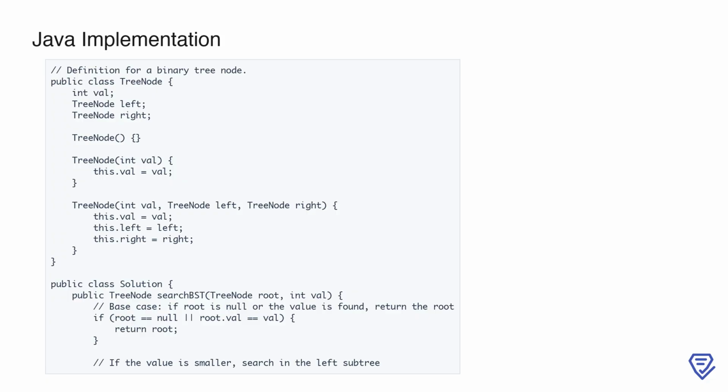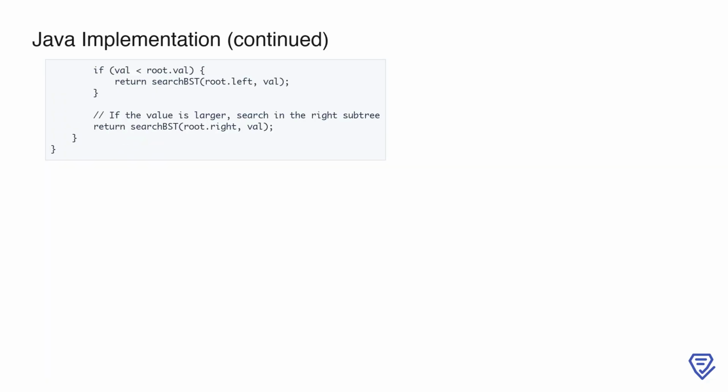If neither of these conditions is met, we proceed to decide where to search next based on the value of the current node. If the target value is smaller than the value of the current node, we know that in a binary search tree, smaller values are always located in the left subtree. Therefore, we recursively call the searchBST method, passing in the left child of the current node as the new root. On the other hand, if the target value is larger than the value of the current node, we search in the right subtree by making a recursive call to searchBST with the right child as the new root.